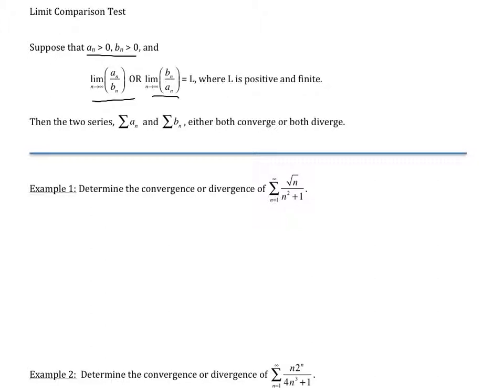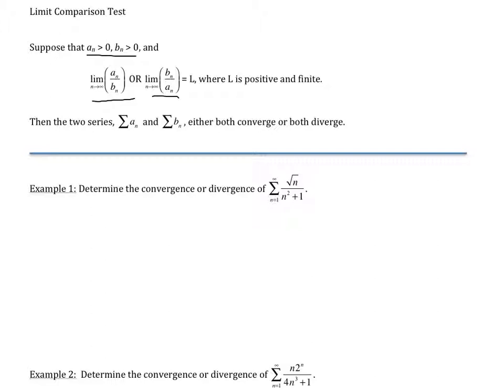So let's do an example. Example 1: determine the convergence or divergence of the sum from n equals 1 to infinity of the square root of n over n squared plus 1. If it weren't for that plus 1, this wouldn't be a difficult series to determine what's happening, but that plus 1 sort of messes everything up.